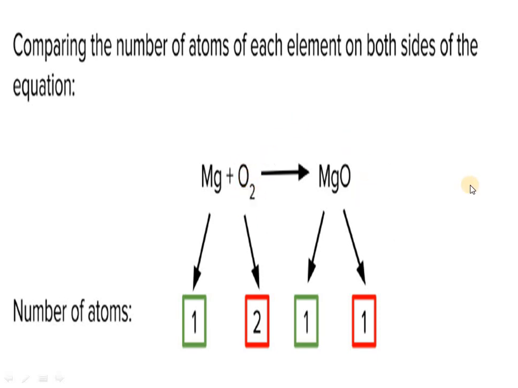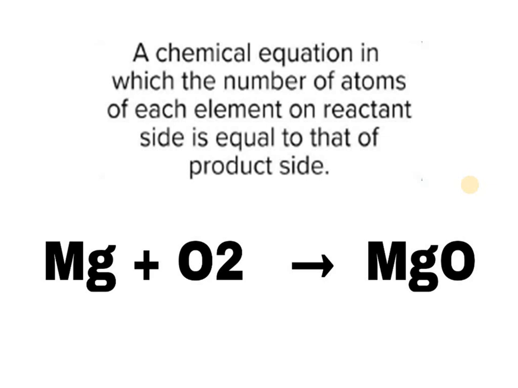So, balancing chemical equations means making that difference equal. That means oxygen on the reactant side should be equal to the oxygen on the product side. So, what is the definition of balancing chemical equations? A chemical equation in which the number of atoms of each element on the reactant side is equal to that on the product side. That means we have to make the number of atoms of oxygen on the reactant side in this equation equal to the oxygen on the product side. This is what balancing chemical equations means.